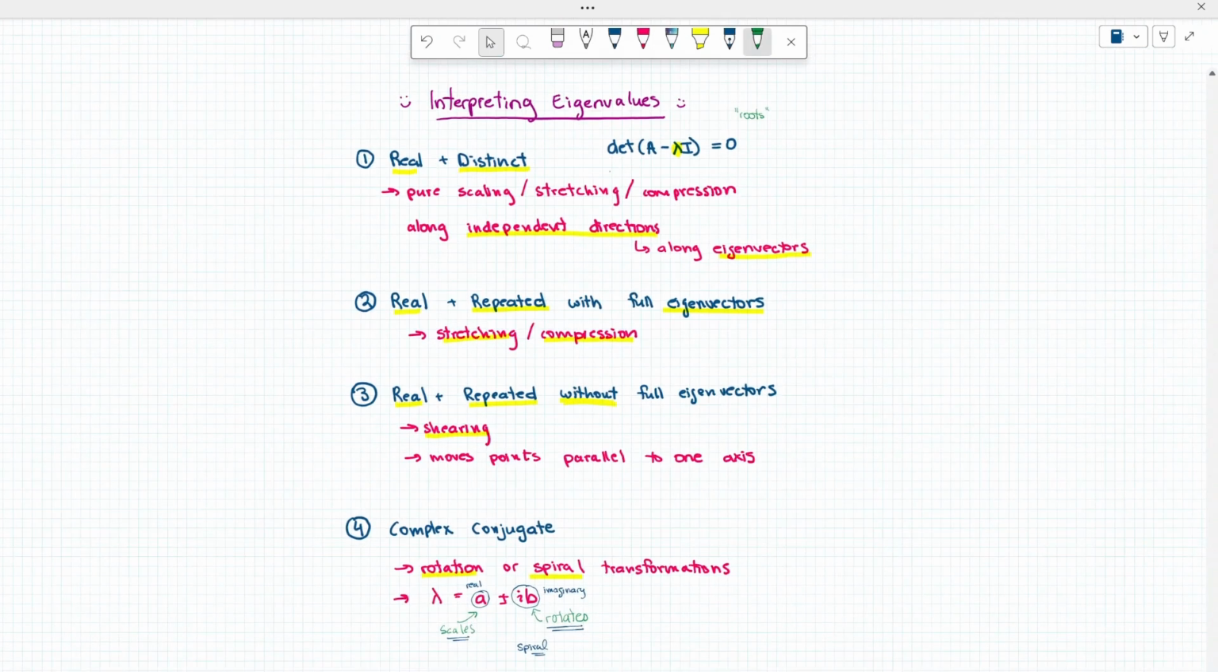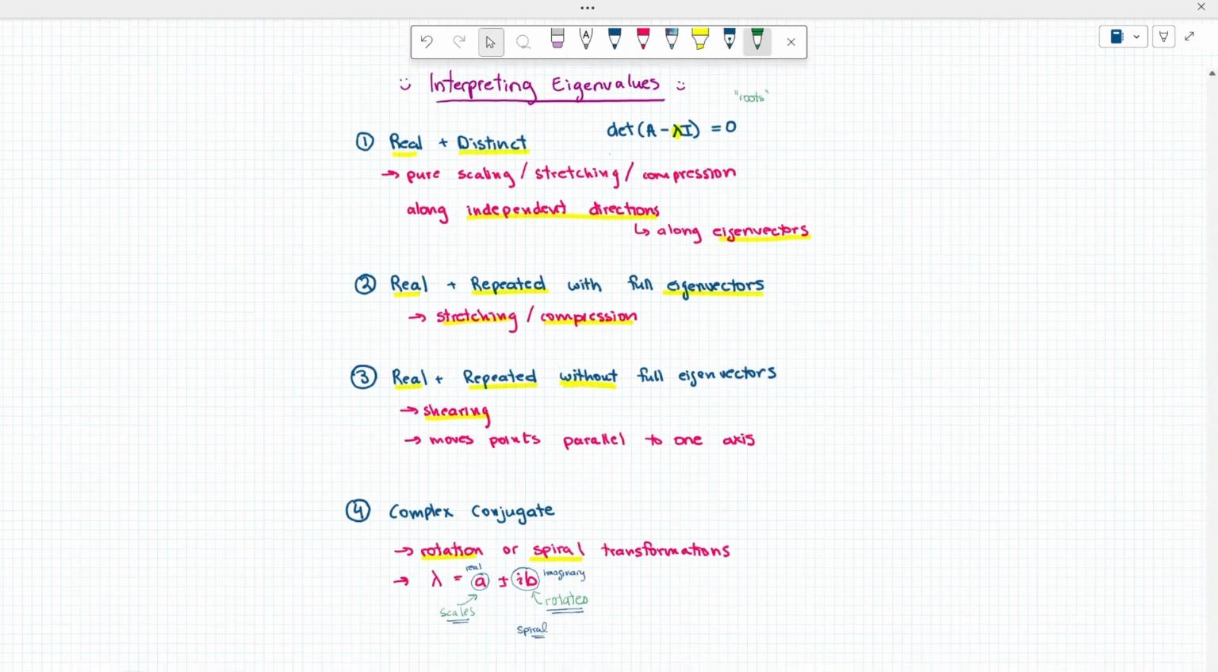So you can either have real and distinct eigenvalues, which means you're just purely scaling along your independent directions. If you have real and repeated, but with full eigenvectors, you're stretching and compressing just like you were before. However, if you have real and repeated eigenvalues without full eigenvectors, so that it's degenerate, that means that you're shearing, which is moving points parallel to one axis.